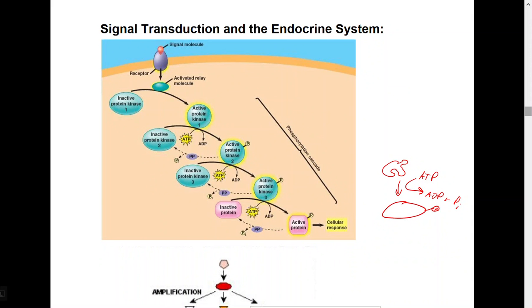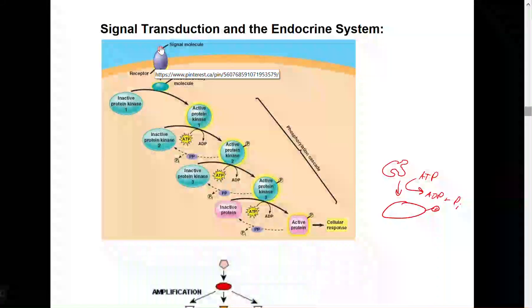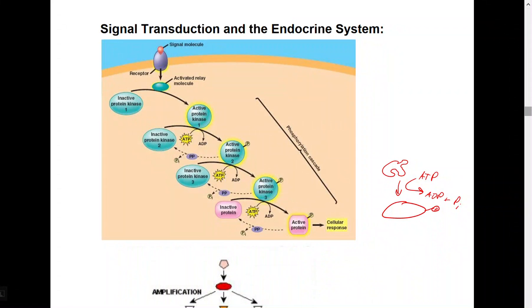Last is regulation, and the regulation is the signal molecule. Without the signal molecule, none of this happens. With the signal molecule, it activates this protein. This protein, maybe the receptor, will go through some conformational change, some shape change that will allow it to start this pathway. So the signal molecule is really our regulator of this process.